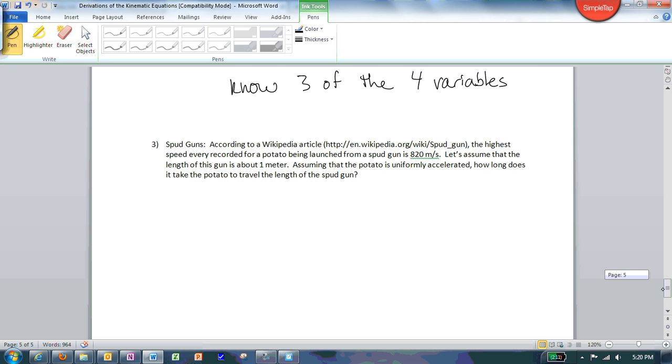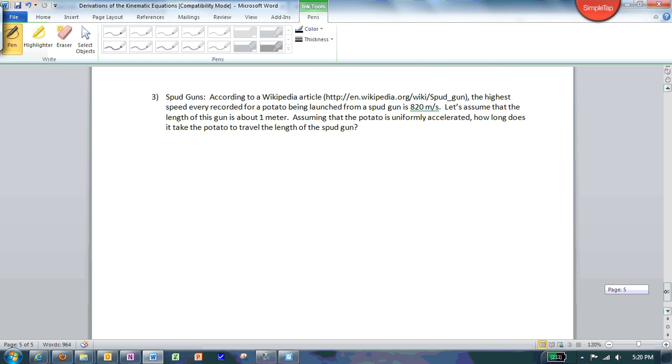So let's take a look at this first one. This is actually problem number 3 from the problems that were on the back of that sheet. This is about spud guns. So according to Wikipedia, the highest speed ever recorded for a potato being launched from a spud gun is 820 meters per second. Let's assume that the length of this gun is about 1 meter. Assuming the potato is uniformly accelerated, how long does it take the potato to travel the length of the spud gun?